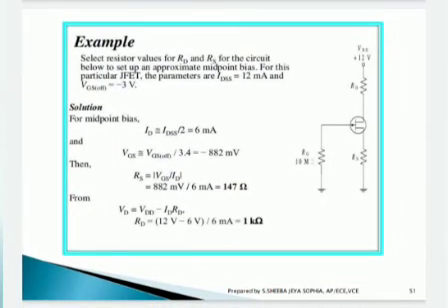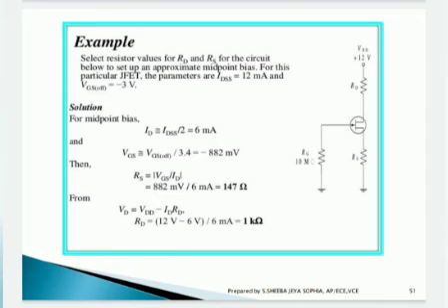Moving to the second example: select resistor values for RD and RS for this bias circuit. For the parameters, IDSS is equal to 12 milliamps and VGS(off) is equal to minus 3 volt. So from the given parameters and the diagram, we find the value of ID is equal to 6 milliamps and VGS is equal to minus 82 millivolt. Then RS is equal to 147 ohm.